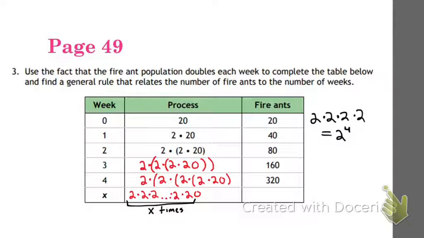of times. So what we can do is we have our 20 times 2 to the x power. Okay? So now, if we want to keep our fire ants for 10 weeks, we just do 20 times 2 to the 10 power. That would be a lot of fire ants. That would not feel good if they got loose.